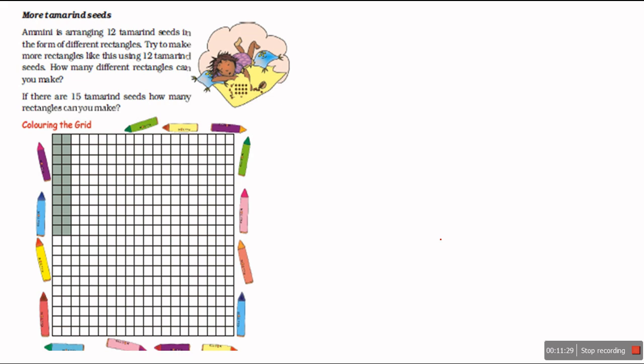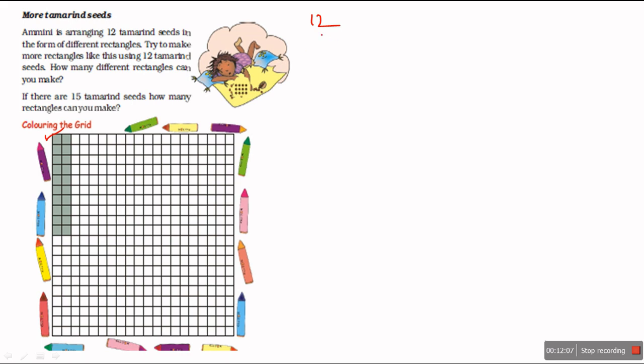More tamarind seeds. Mini is arranging 12 tamarind seeds in the form of a rectangle. There are 12 seeds, and she is arranging these 12 seeds in a rectangular form. Using 12 seeds, how many different rectangles can you make? You can see what she has done: 2 breadth and this length. 1, 2, 3, 4, 5, 6, 7, 8, 9, 10. 2 tens are 20. This is an example of a 20 grid.